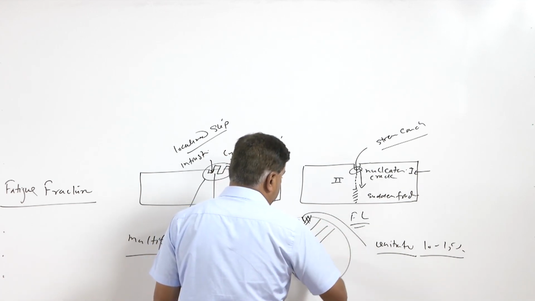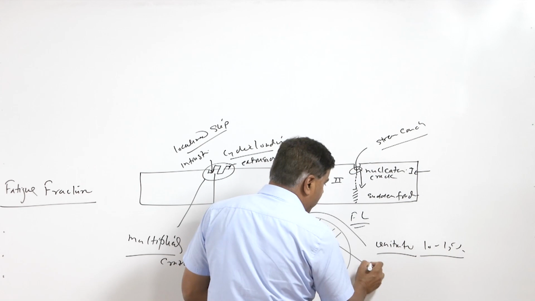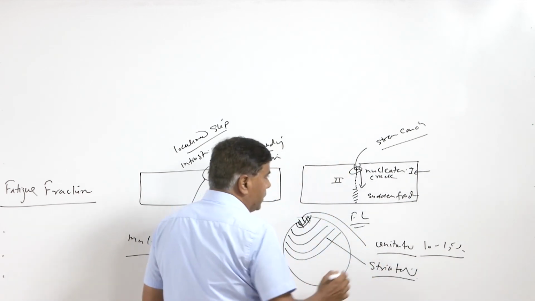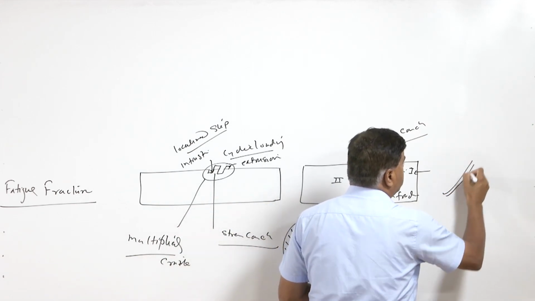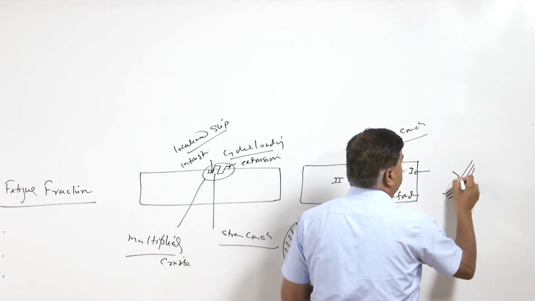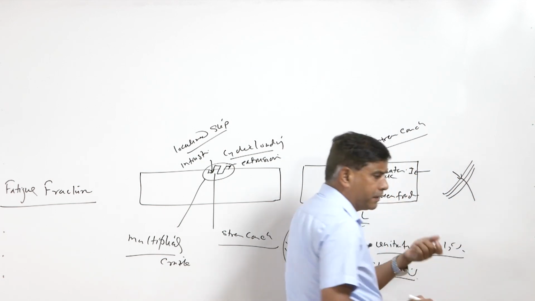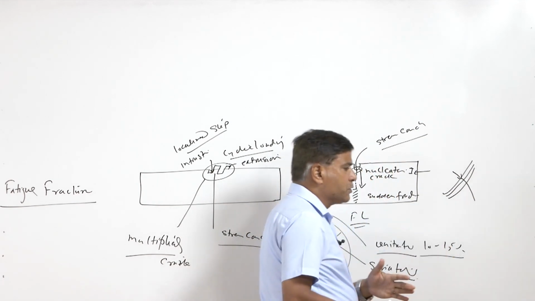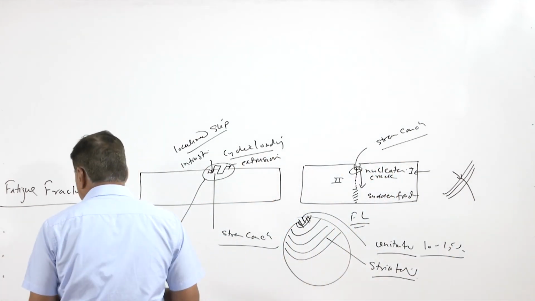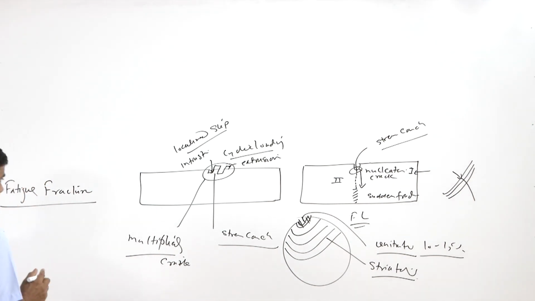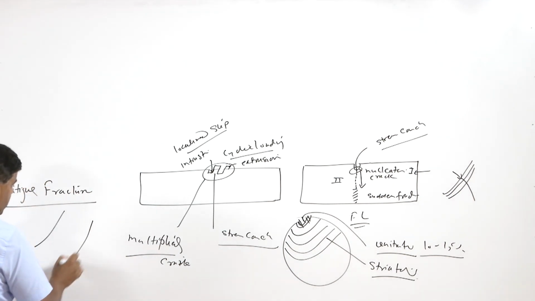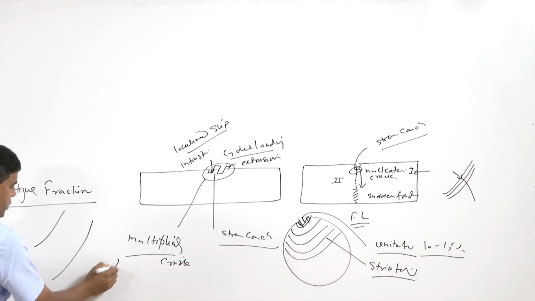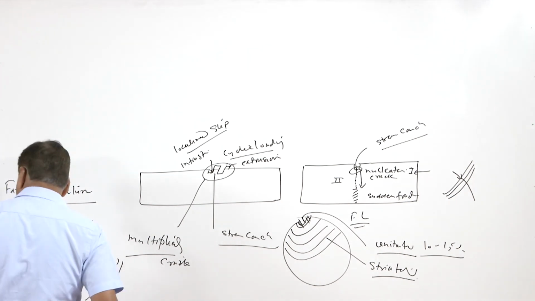Thereafter, such beach marks, and at micro level these are termed as striations, are formed on the surface. The gap between the individual striations corresponds roughly to the growth of the crack in each loading cycle. So the spacing is also used to characterize the rate at which the crack is growing. If the gap between the striations is large, it indicates that the crack growth rate was high as compared to the case when the gap between the striations is low.